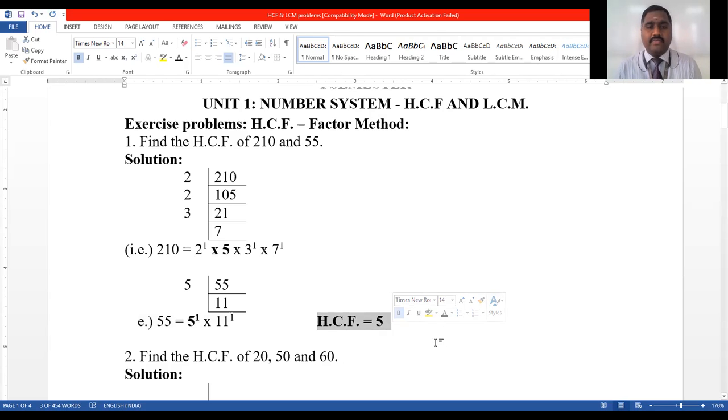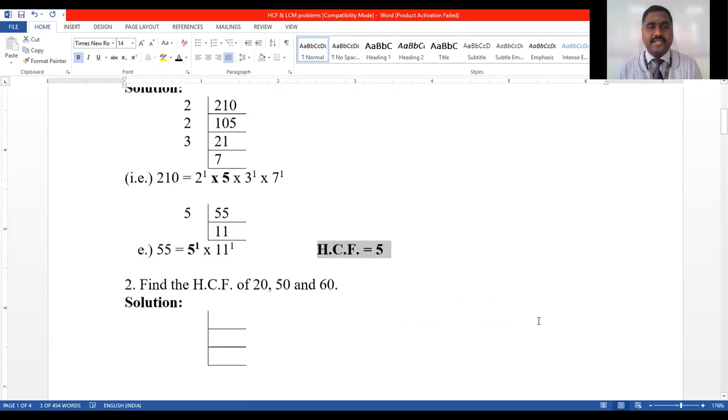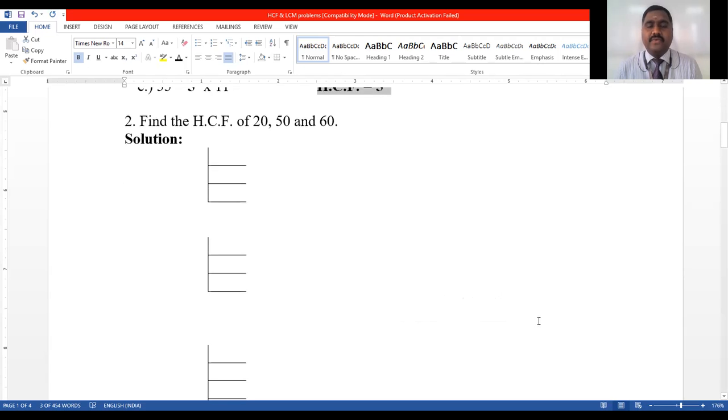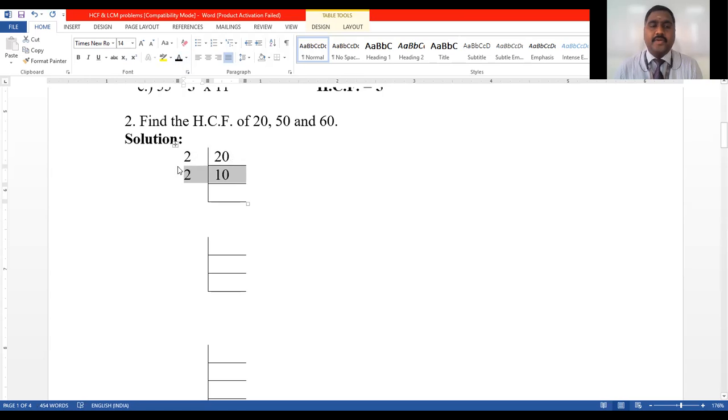Okay. Now I'll work out one more problem also. See the next problem. Find HCF of 20, 50, and 60. In the previous problem, we had only two numbers. In this problem, we have more than two numbers. So in this case, what can we do? You can divide 20 by 2, right? So if you divide 20 by 2, you will get 10. 10 can be divided by 2 also, you will get 5. After that, you can divide by 5 so that you'll get 1. Otherwise, you can stop here itself.